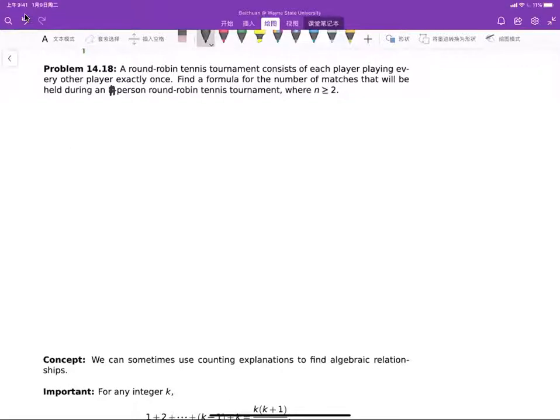So we want to know if there are n people. n can be any number greater than or equal to 2. For example, 4 people, 5 people, or 10 people, or 100 people. Then what formula should we use in this case?